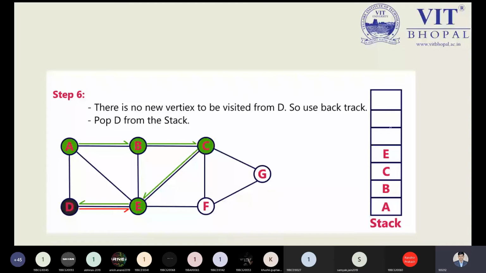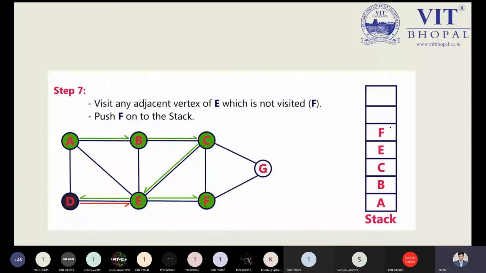Yes, sir. While applying backtracking, we are performing the pop operation. This is a key point you need to keep in mind. While performing backtracking, you are removing the particular vertex from the stack, or performing the pop operation. Now next, visit any adjacent vertex of E. E is connected to D, C, and F. D is already visited, and C is already visited, but F is not visited. So we will pick F and push it into our stack.